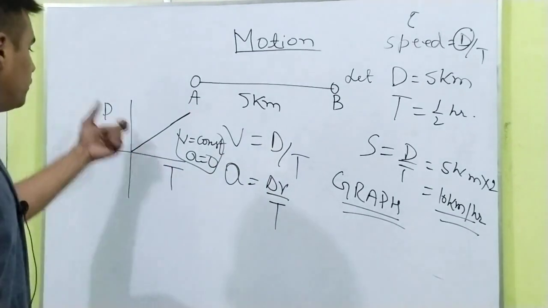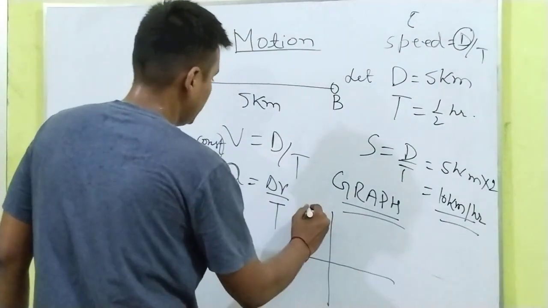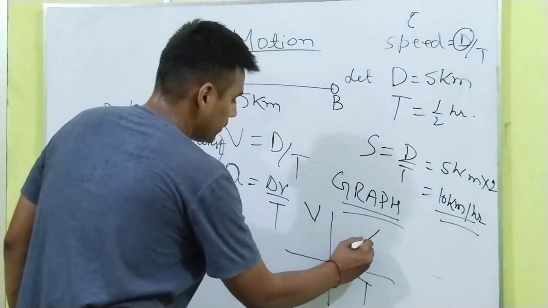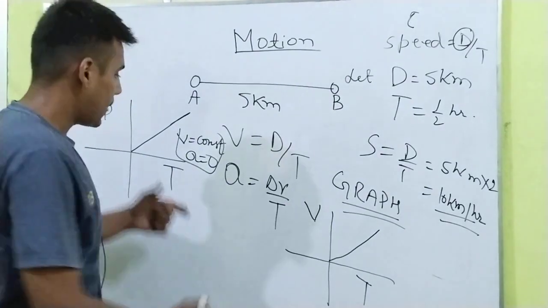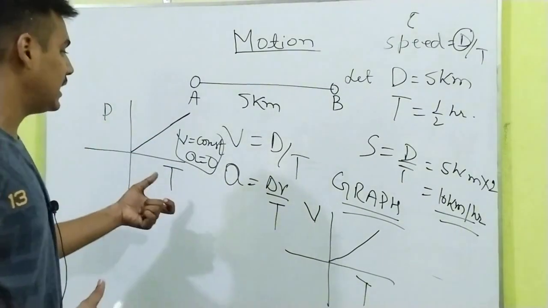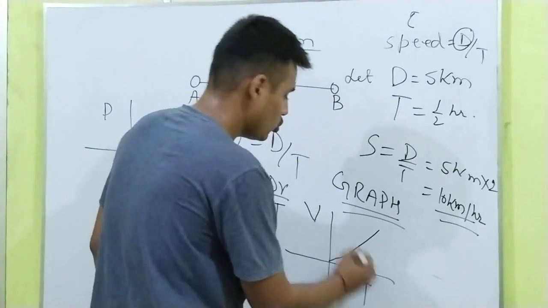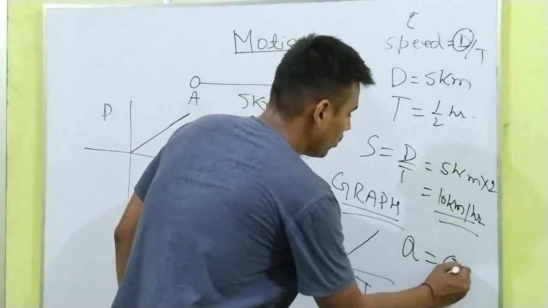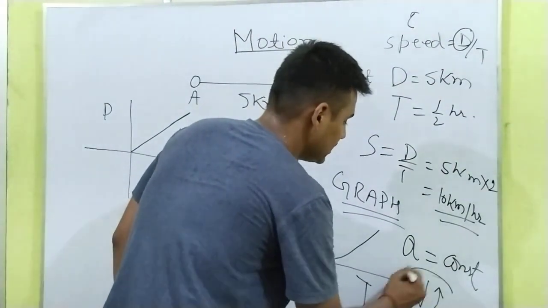This is the graph between displacement and time. If you consider another graph, the velocity time graph, again in this graph you will obtain a straight line, but in both figures there is some difference, because this is the graph between displacement and time, and this is the graph between velocity and time. Here you will find the slope of the velocity time graph gives acceleration, which will be constant. When acceleration is constant, then velocity must increase.